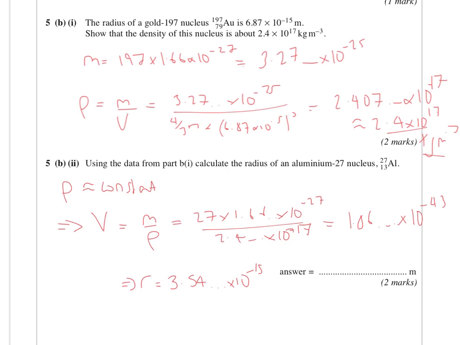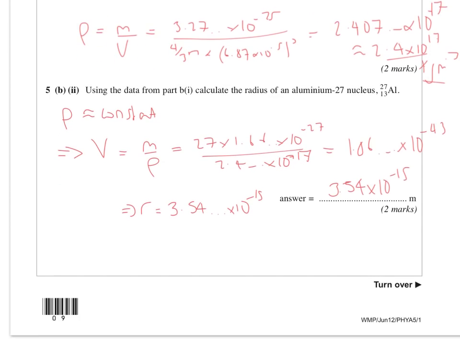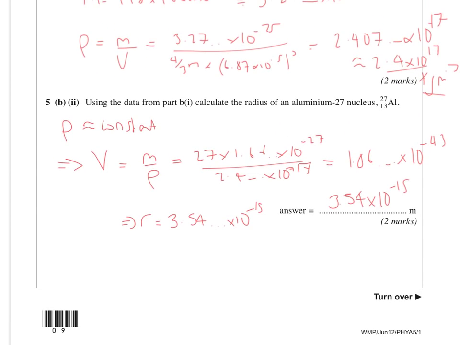I think the data was to 3 significant figures, so we can get this answer to 3 significant figures. So it's going to be 3.54 times 10 to the minus 15 metres, using the fact that there's roughly constant nuclear density across all things. So I'm guessing, because we haven't had a longer answer question, we're about to see one. So let's see if I'm right.